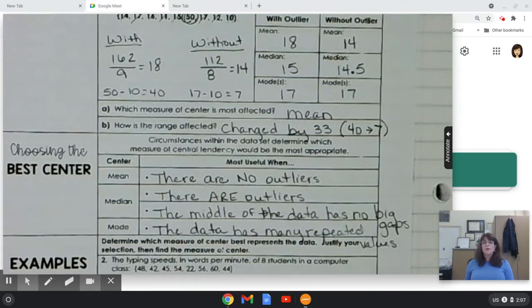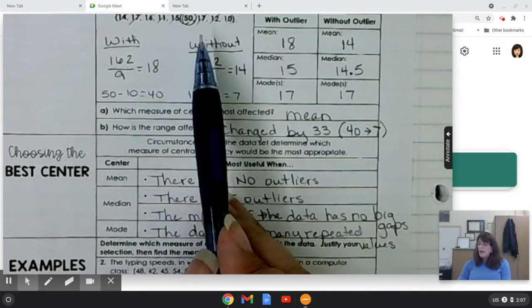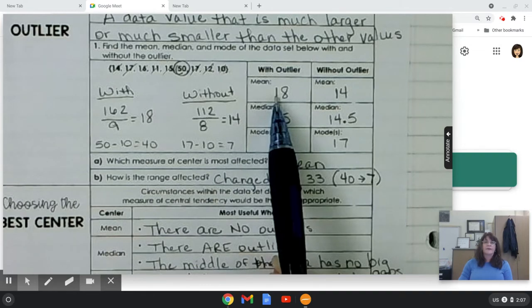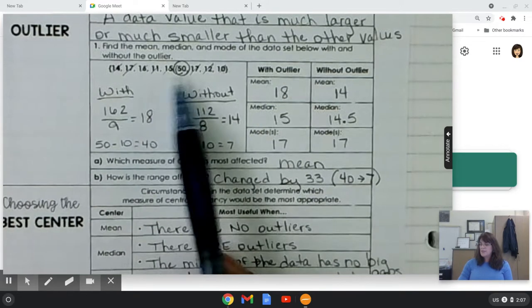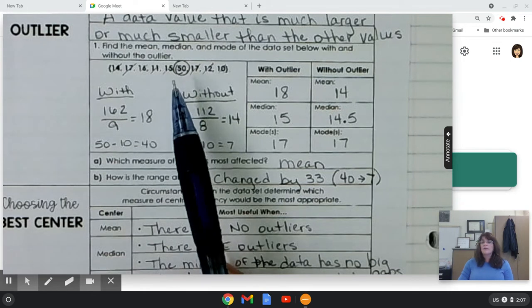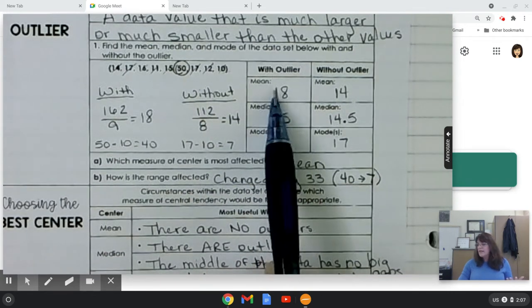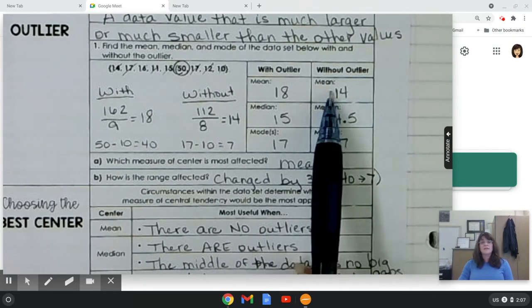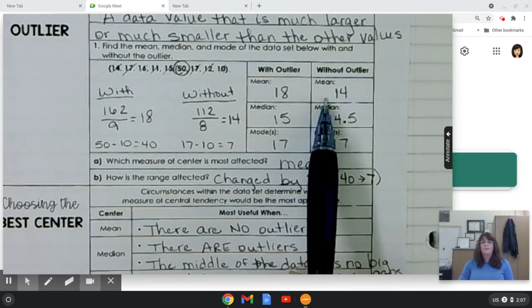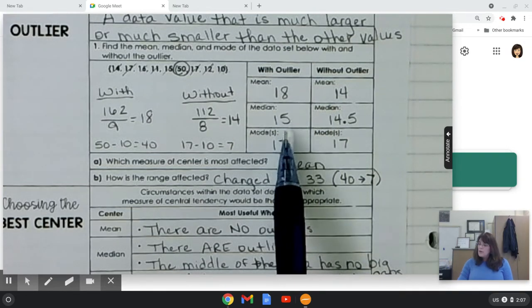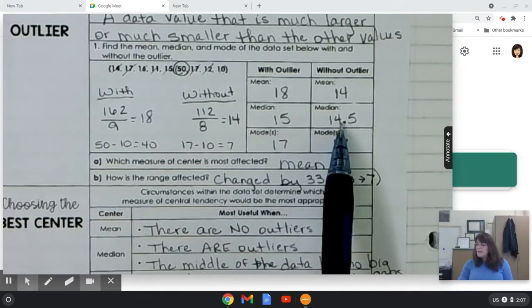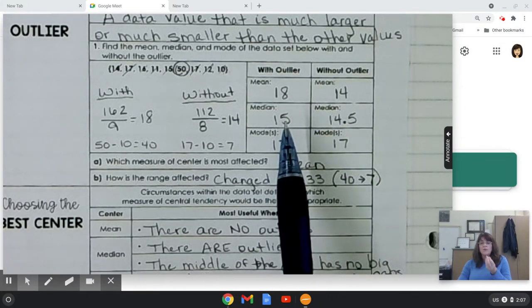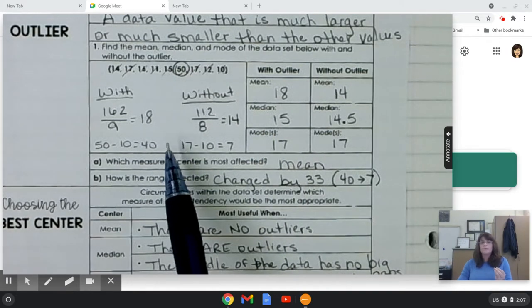If you showed up at my pool party and said, wow, the average person there was 18 years old, and there's actually no one there that's 18 years old, there's a bunch of teenagers and one old person, then that's not a very accurate piece of data. If I said the average was 14, that's much more truthful. The median hardly changes with the outlier.